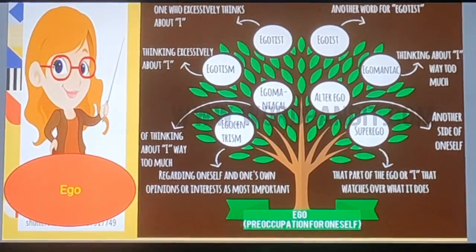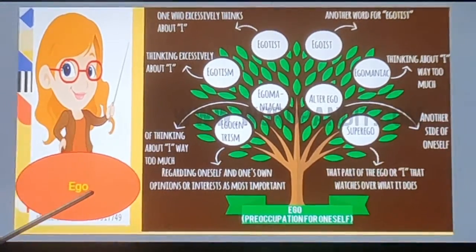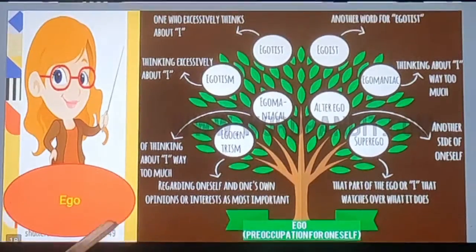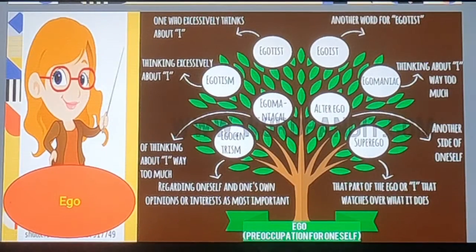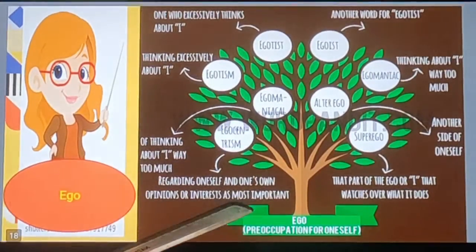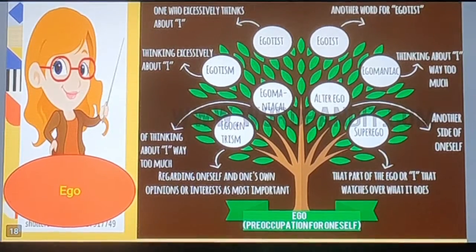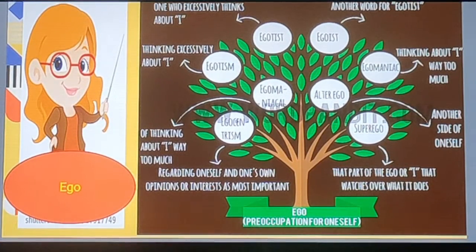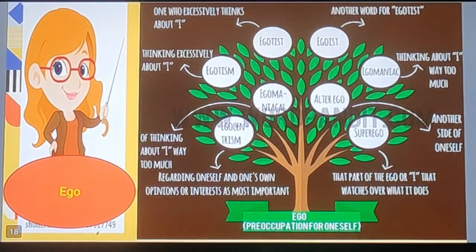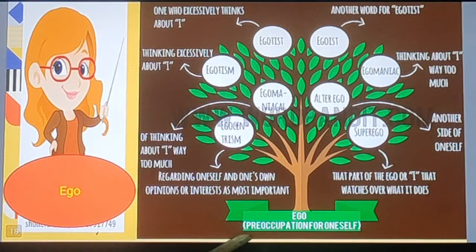Okay. So ego. Ego, the related vocabulary is there. What is that ego? Ego is the root word. This root word means preoccupation for oneself. Preoccupation for oneself means those who are thinking about themselves, those we also have to call selfish. That is called ego. The persons we have to call ego people. The root word is ego, which means preoccupation for oneself. That is the selfish.